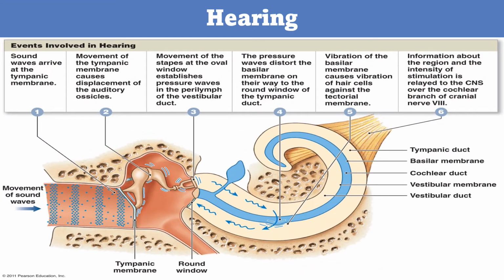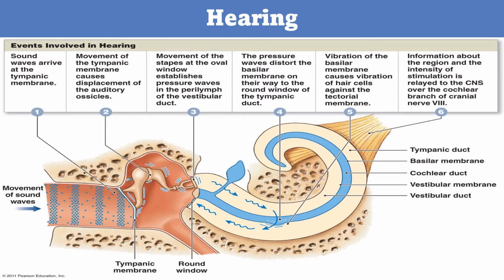Let's look at the process of hearing. Events involved in hearing. There are six events involved in hearing. Number one, sound waves arrive at the tympanic membrane. Number two, movement of the tympanic membrane causes displacement of the auditory ossicles. Number three, movement of the stapes at the oval window establishes a pressure wave in the perilymph of the vestibular duct.